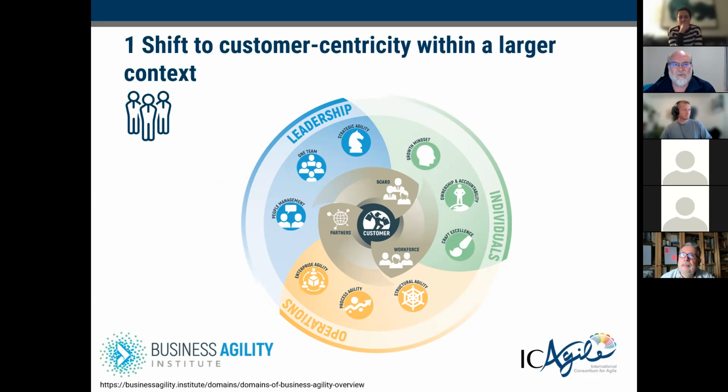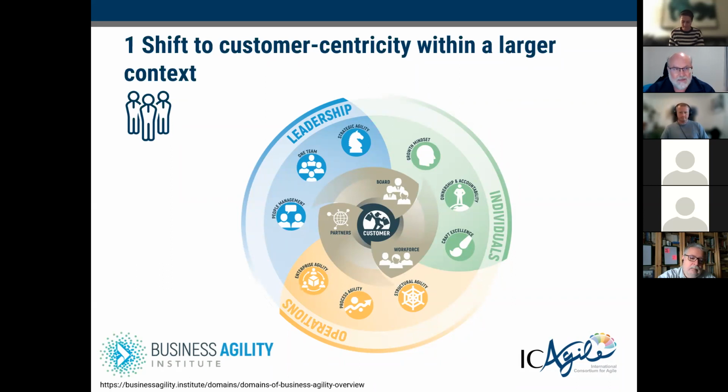So our first principle: the shift to customer centricity within a larger context. And that larger context is important to us. The image that you see there is the Business Agility Institute's set of domains of business agility, which puts the customer firmly at the center. And that's really important. But it's customer centricity, not customer exclusivity.